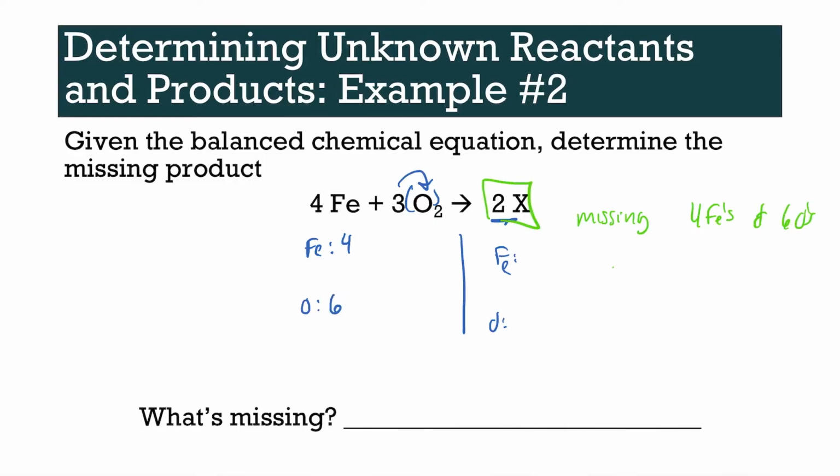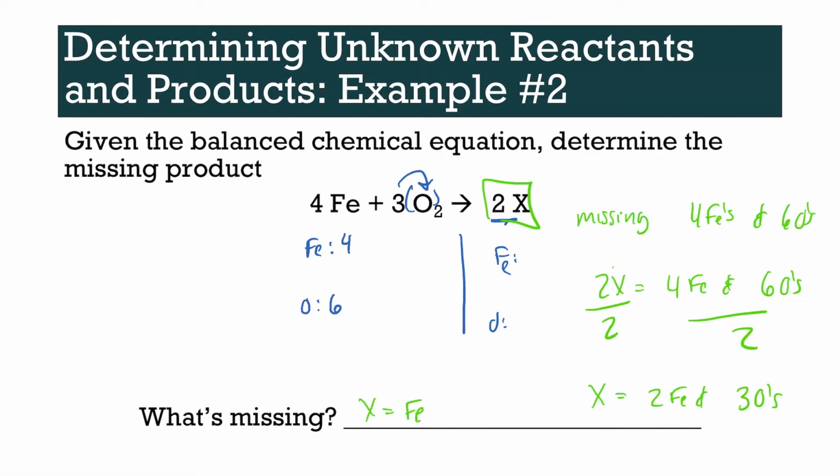We have 2x, so we have 2 of these compounds. That means 2x is 4 Fe and 6 O's. But we just want to figure out what that 1x is, so you divide both things by 2. So x is 2 irons and 3 oxygens. Those are the pieces of the compound. You have to make a compound with 2 Fe's and 3 O's. So x is Fe2O3.